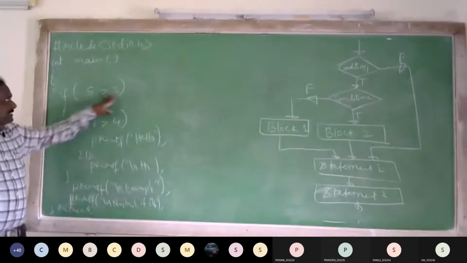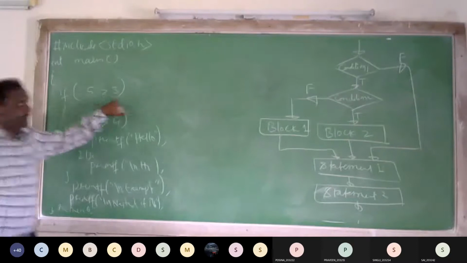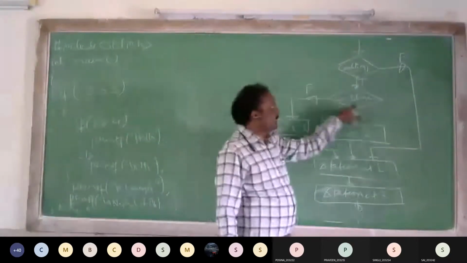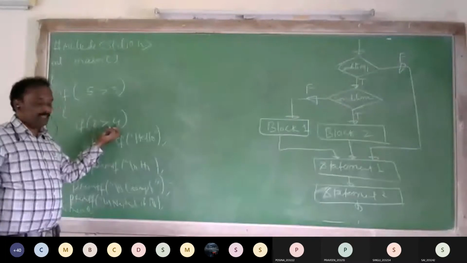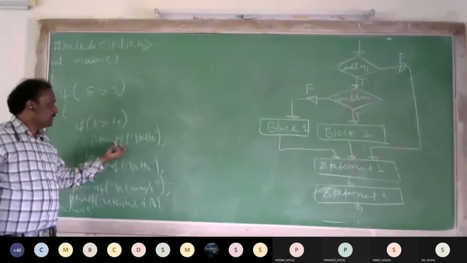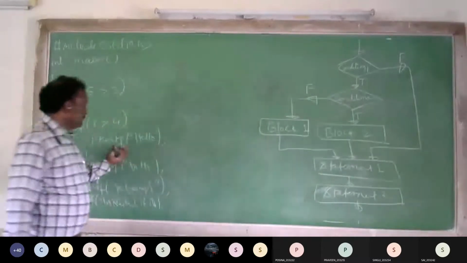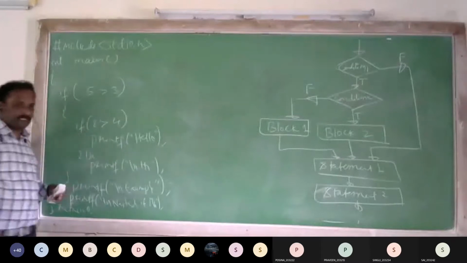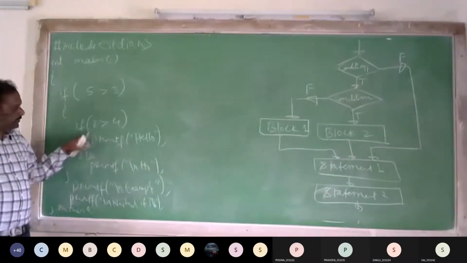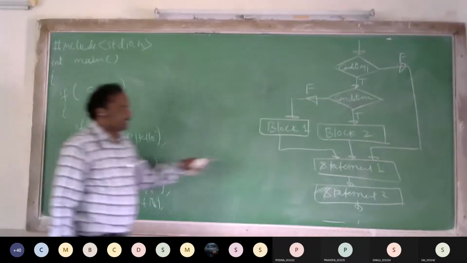Now, 5 is greater than 3. The condition is true. If condition 1 is true, then only it will test condition 2. So what is condition 2? 8 is greater than 4. If it is true, then the block 2 set of statements are executed. Here I am using only a single statement, that's why I have not written flower braces. If you want to write many statements, then you have to include the set of statements inside the flower braces. A set of statements inside flower braces is called a block.